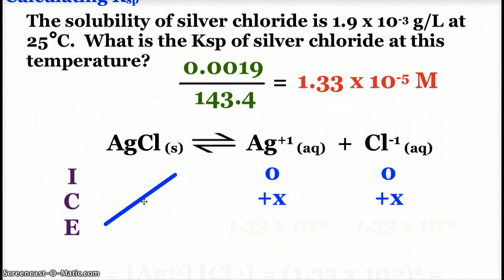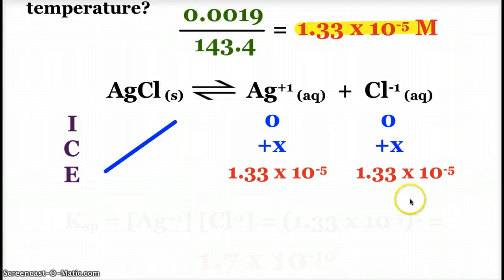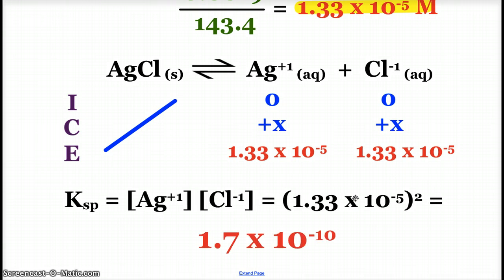Again, if you're feeling confident, once you are more comfortable with these, you can jump right to the equilibrium line, but we don't include anything about the solid, starting with 0, and then our change, of course, is plus x, and this is my x. So I just plug in 1.33 times 10 to the negative fifth for both silver and chloride. And when I do that, I get 1.7 times 10 to the negative 10th for the KSP.